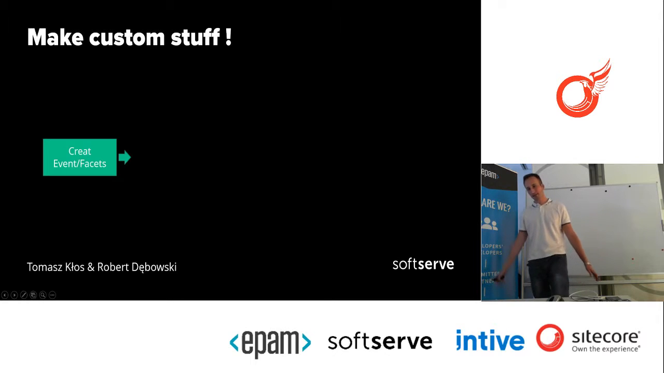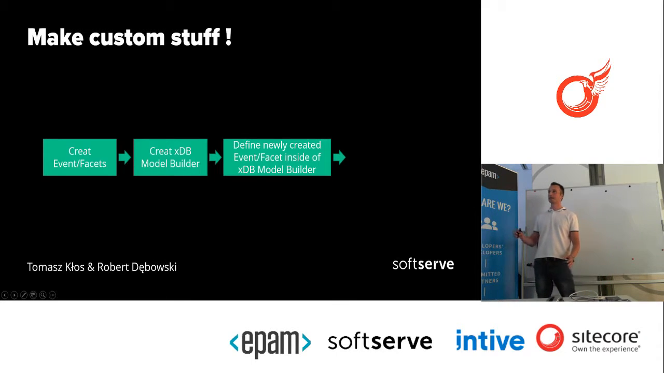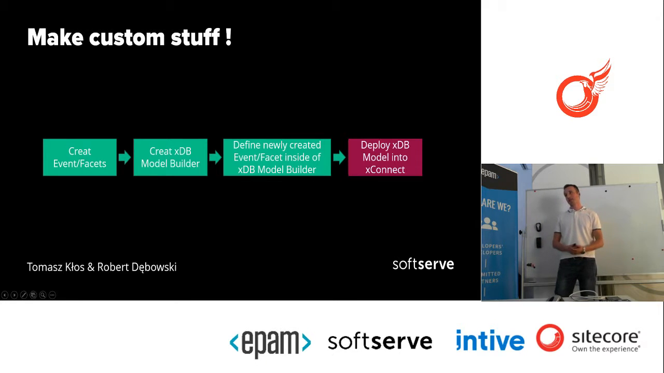So we are creating some event facets, for instance. We are creating the XDB model builder. We are defining the event or facet inside of this model builder, and we are deploying it to the eXtremeConnect. So this is, we can say, the first step.